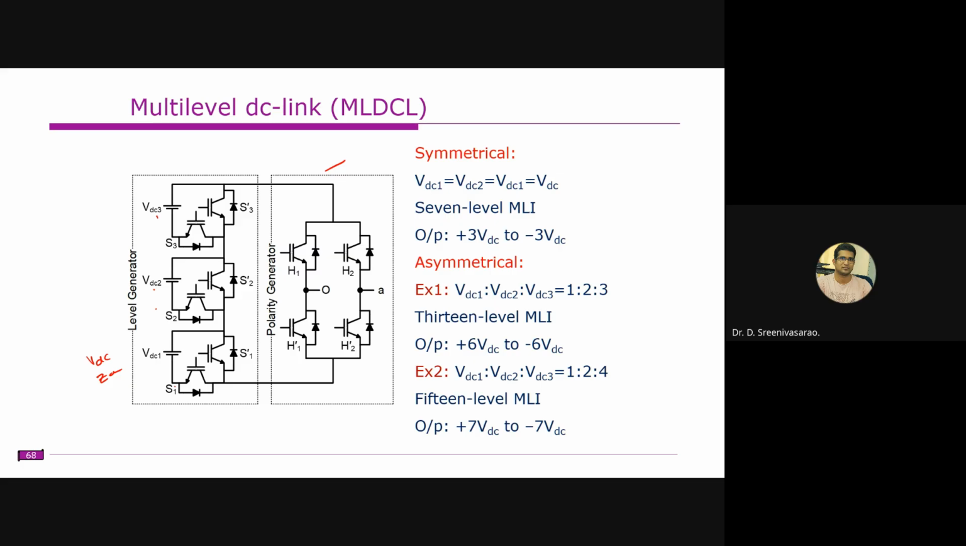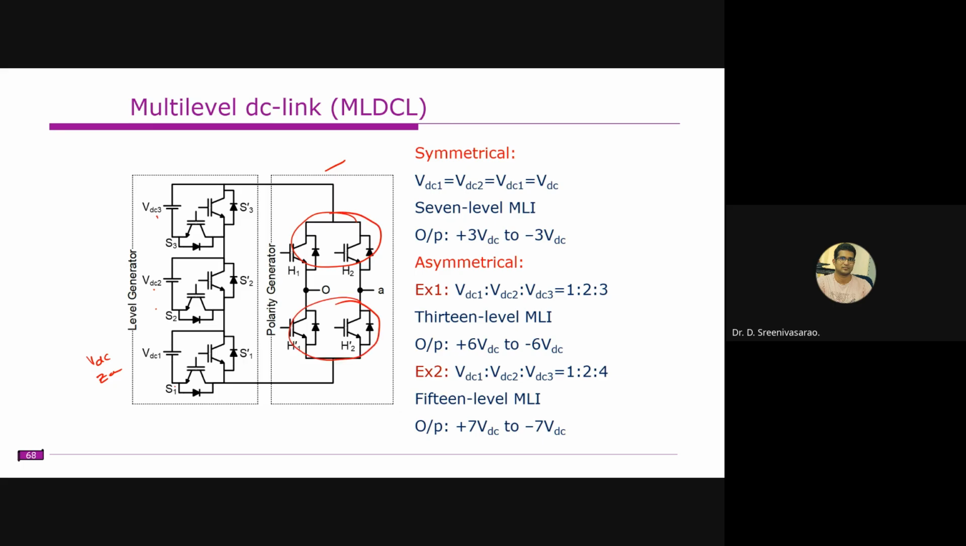If you require zero voltage, you need to turn on three switches. Alternatively, for zero voltage, we bypass all these things. This is one way, or else you can turn on these two switches or these two switches.